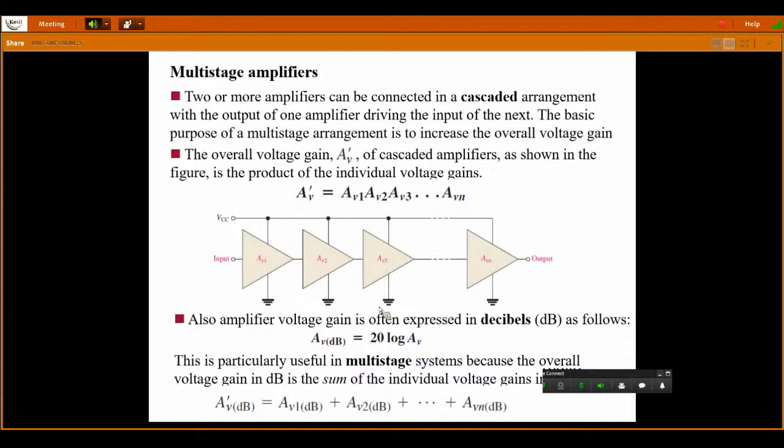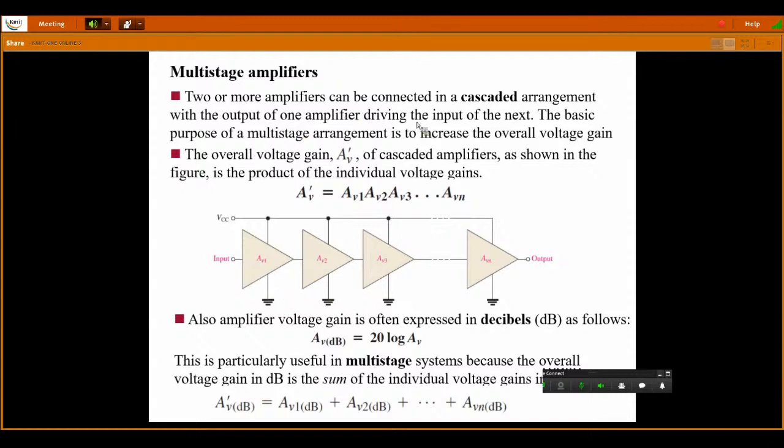So this is about your single stage. Actually, we have to learn about only the CE amplifier. Just for a briefing purpose, I gave you the CC amplifier, how to construct it, as well as your CE amplifier. Sorry, CB amplifier. Now, multi-stage amplifiers: how to construct a multi-stage amplifier.